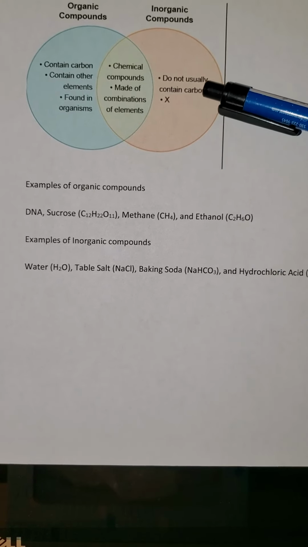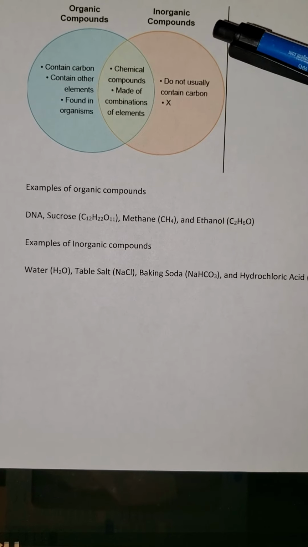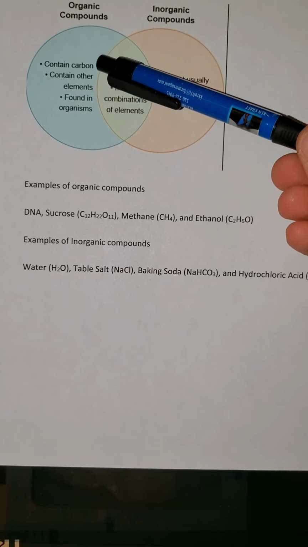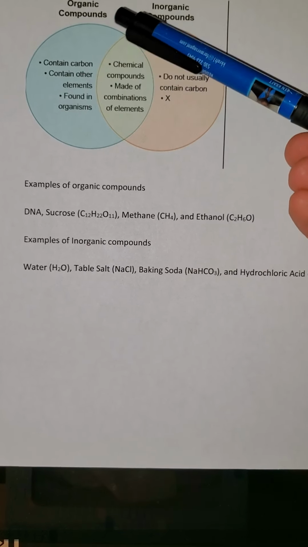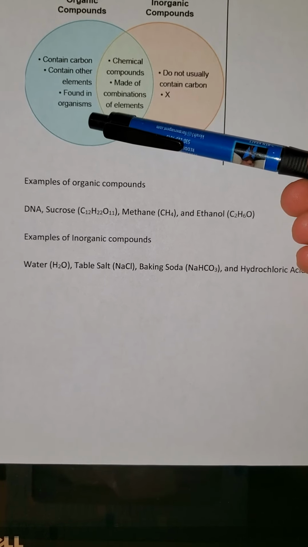So that is going to be your key way to tell if it's organic or if it's inorganic. If it's inorganic, you will not have that carbon there. But if it's an organic compound, it will contain carbon. It contains other elements to go along with the carbon to make a molecule, which will be your organic compound. And these are generally going to be found in organisms.